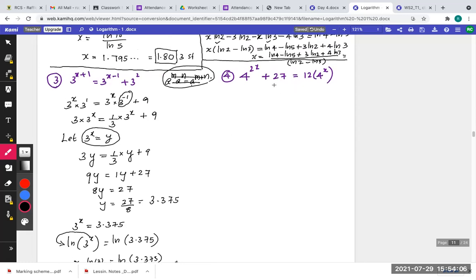I'm not going to do that. You can see that 4 power X is coming, right, throughout. So what we can do here is, I'll just give you the hint. You can write the first one as 4 power X whole square, right? Because power means you multiply it out, which you studied already in IGCSE, right? 4 power 2X plus 27 equal to 12 times 4 power X, right? 12 times 4 power X.